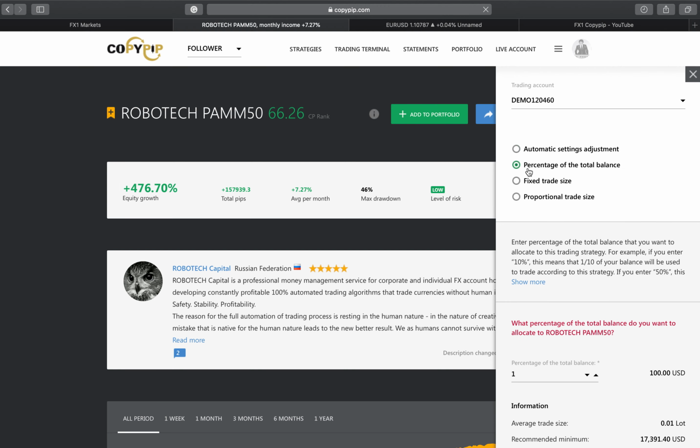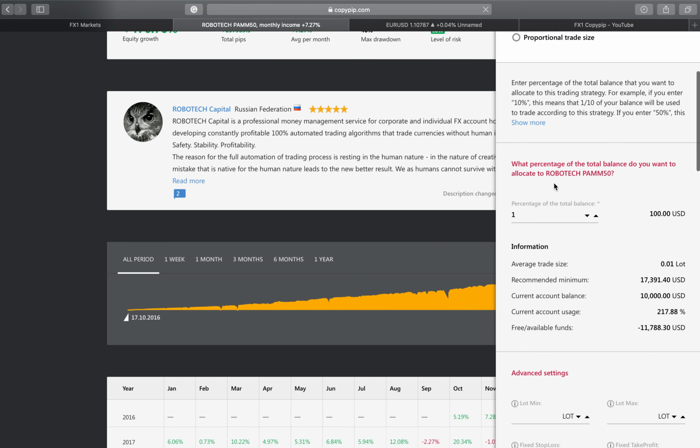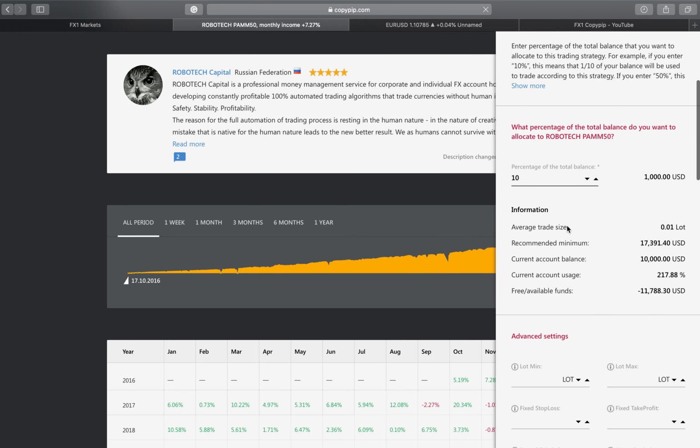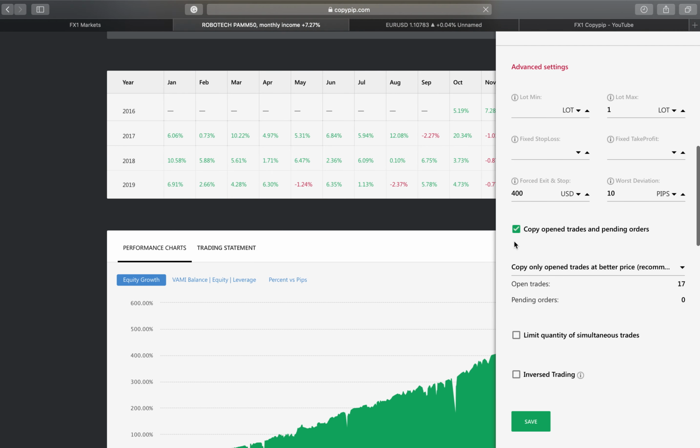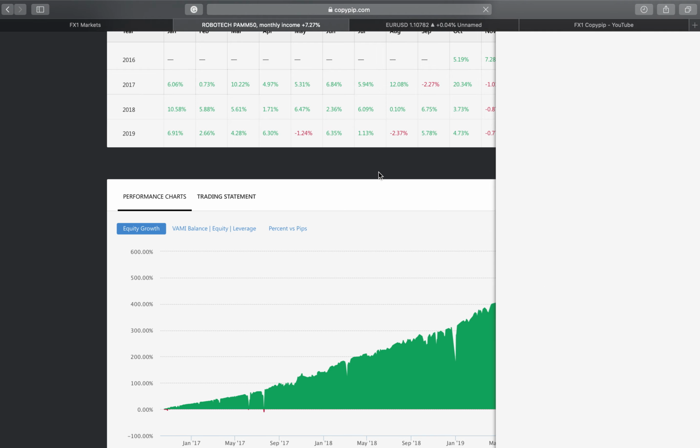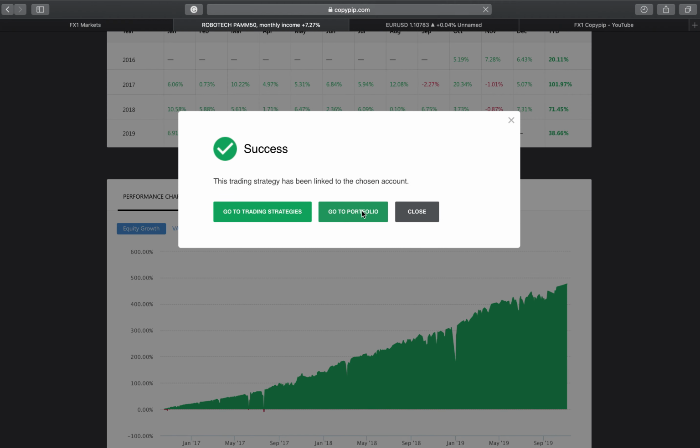If you go with the same option, percentage of total balance, and you just say, let's say 10% you want to put, and you put your numbers here, let's say one lot, I want to go with 0.01, or you can leave it empty, no problem. Here 10, and here let's say $400. Copy open trades at the best price and save. Let's go to portfolio and see what happened.